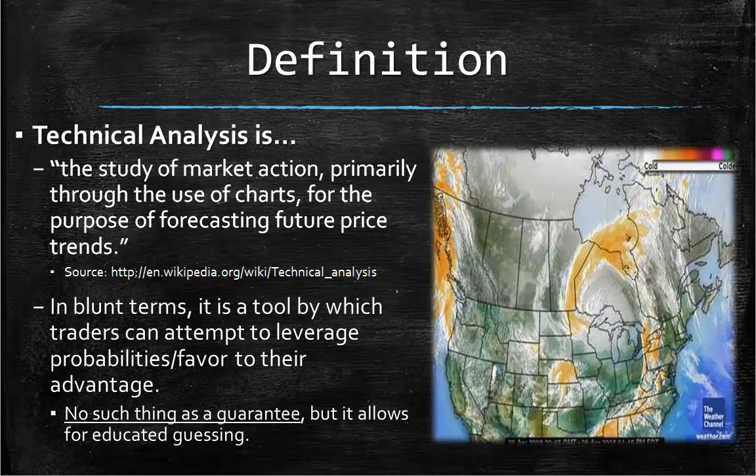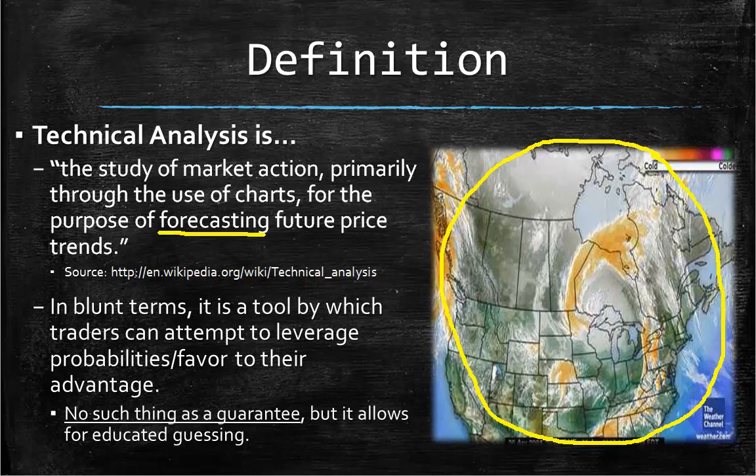So let's first start off with just a broad overall general definition. Technical analysis is the study of market action primarily through the use of charts for the purpose of forecasting future price trends. Now, keyword here being forecasting. It does not say finding guarantees, finding for sures, telling the future with a crystal ball, always being right. It doesn't say anything like that. We are forecasting. And who does a lot of forecasting? The people on the news that tell you, hey, you better bring your umbrella or put on your winter coat.